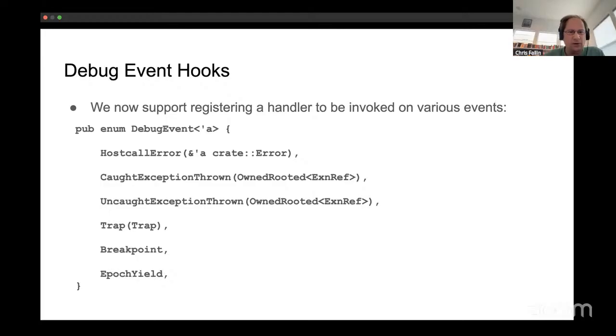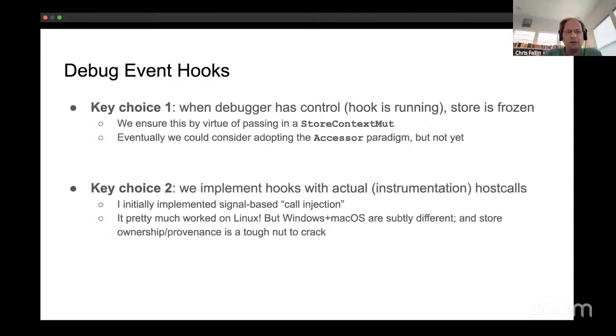We can add to this enum over time. Right now, it gives you events on things like traps, breakpoints, epoch yields, host call errors, and exception throws. But we could certainly add more, memory watchpoints in fullness of time. There were a few key design choices that we hit when we were thinking about how to do this.